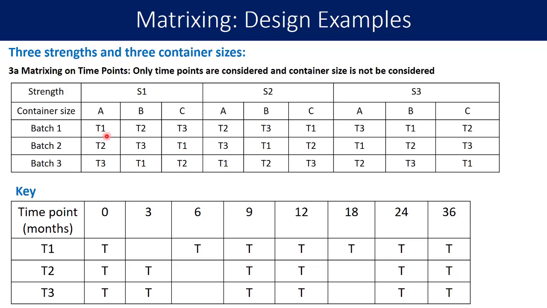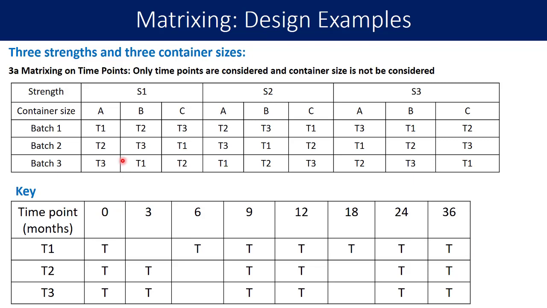Now this is called the key. What is meant by T1, by the way? Look at here now. There is a definition of the key given over here. The T1 means I need to have the testing across these time points: at initial, then at 6th month, then at 9th month, then at 12th month, then at 18th month, then 24th, and then 36th month. Essentially, when I talk about any T1 testing plan, I have to test the batches at these particular time points.